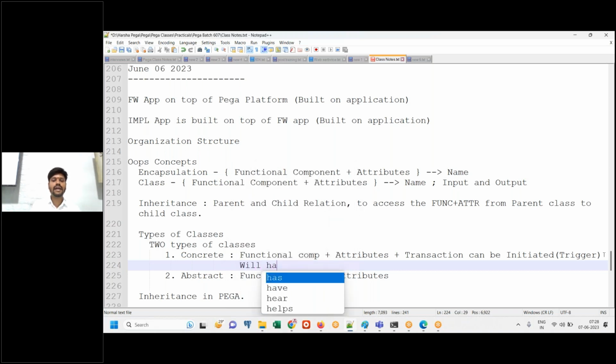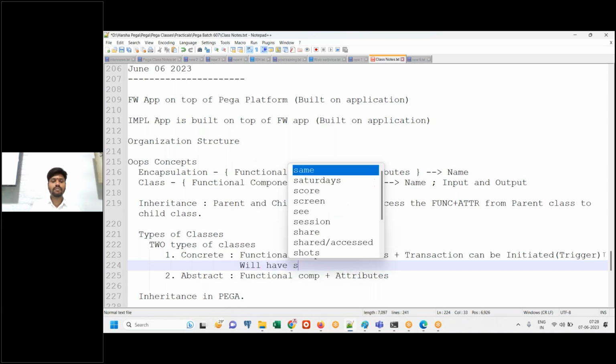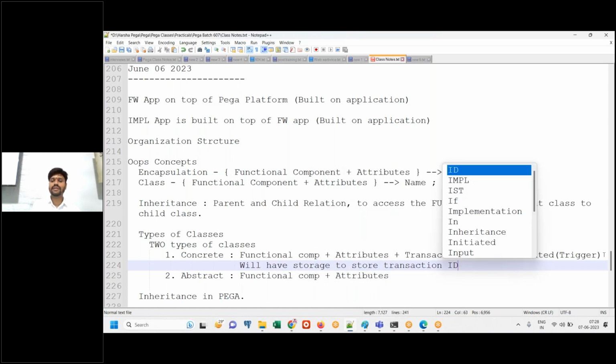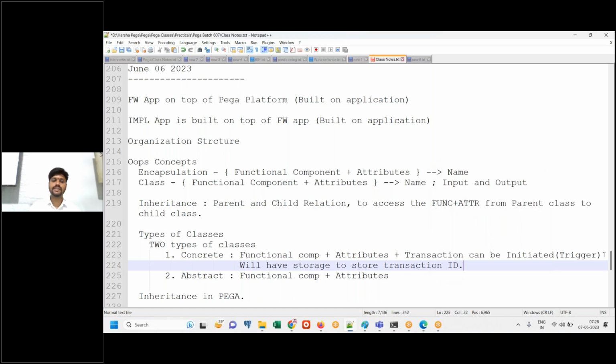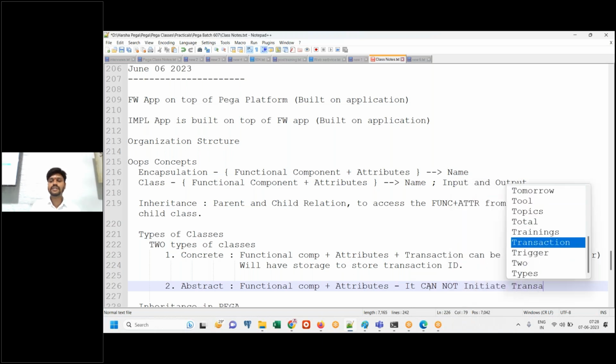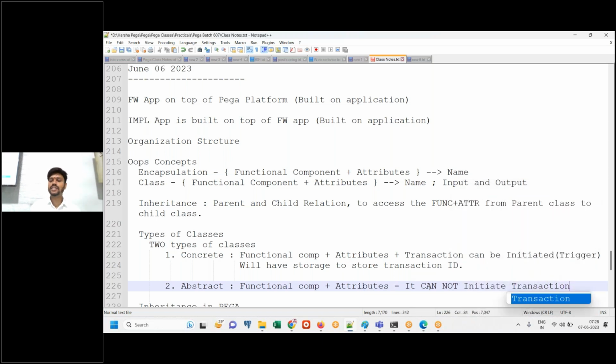Okay, I'll write down again. We'll have storage to store the transaction ID. Is the transaction ID necessary or not? Necessary. Coming to the abstract class, it cannot initiate a transaction. It cannot be the starting point of initiating your business transaction. But it will have functional components, attributes and all. It is going to participate during the execution, but it doesn't have the ability to initiate the business transaction.